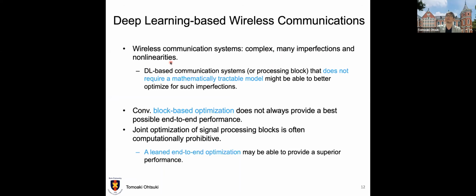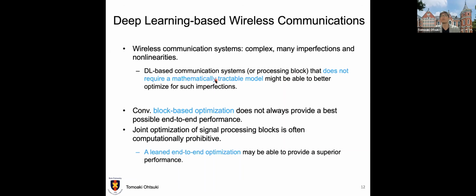If the approximation or modeling is not so good, then theory based on it doesn't work well. That's a challenging part. But if we use, for example, deep learning-based communication systems, in many cases those do not require a mathematically tractable model, but are still able to achieve better performance. That's why many people are talking about deep learning or AI in wireless communication systems.